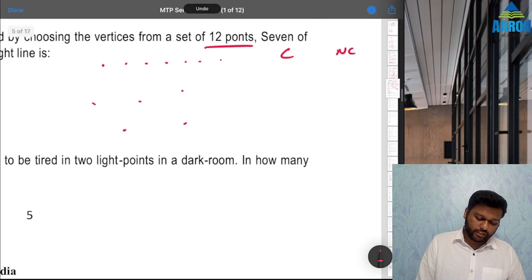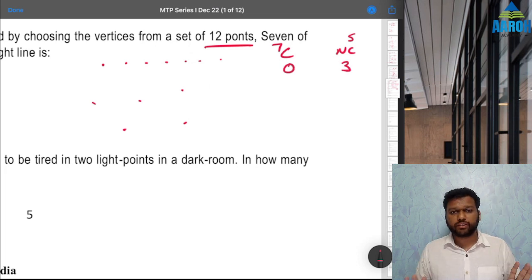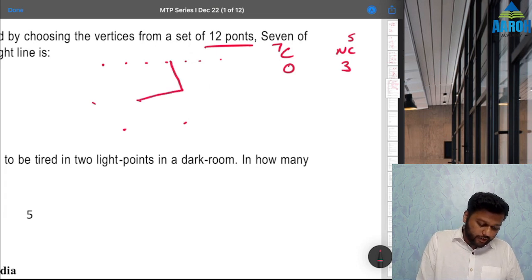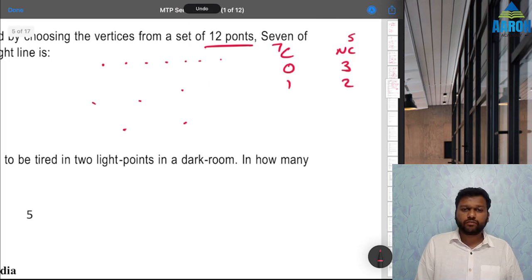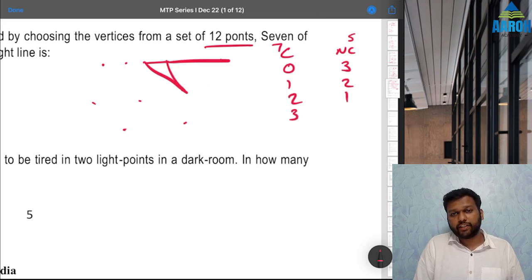So what we can do is, see, there are 7 collinear points and 5 non-collinear points. We can ignore this and take 3 points from this to get a triangle. Or we can take 2 from here and 1 from here, right? Or take 2 from here and then 1 from here. We cannot take 3 from here because then that will be a straight line.